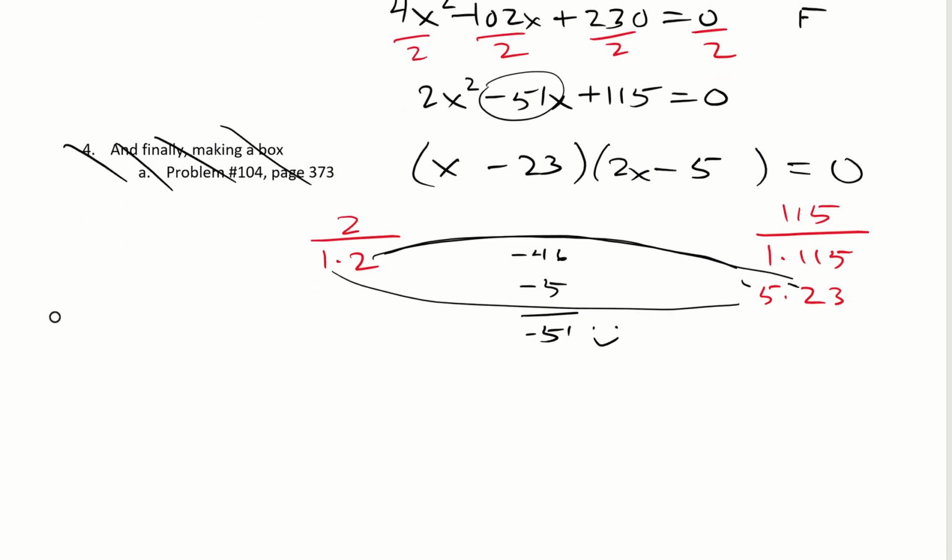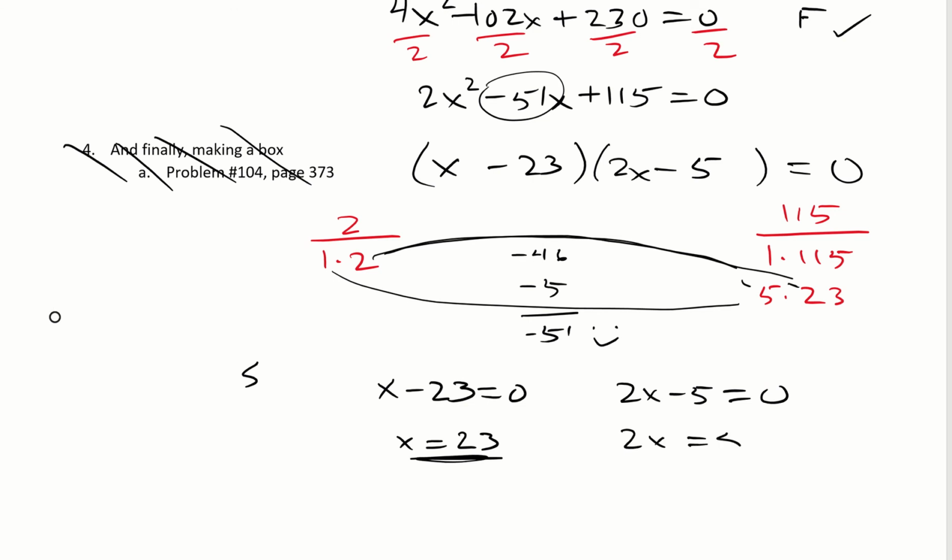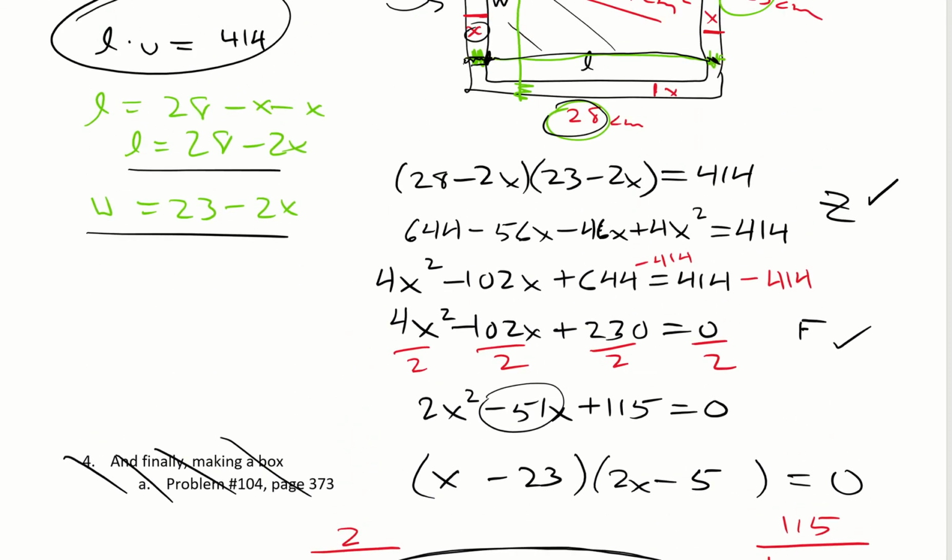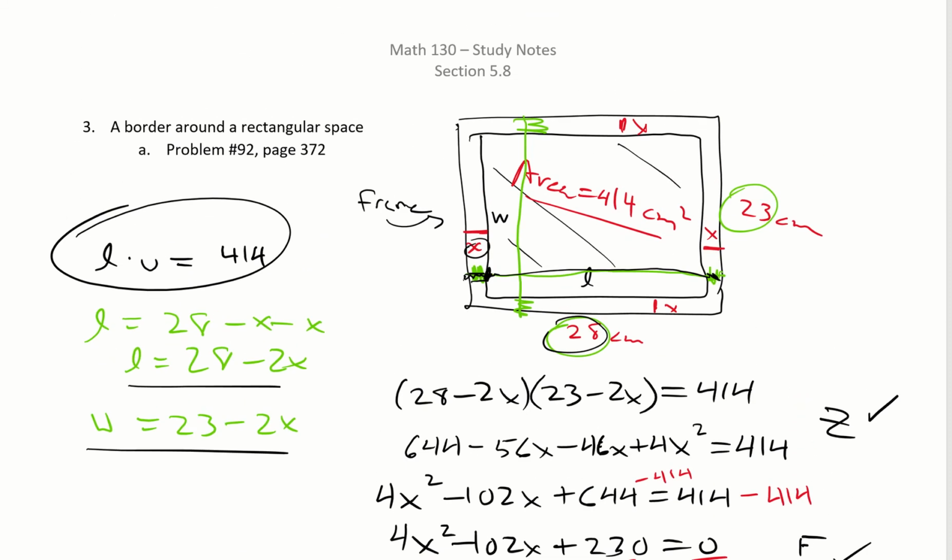So to wrap up, we got it factored. Now we solve, and we get x minus 23 equals 0. 2x minus 5 equals 0. Over here, you throw the 23 over as a plus. There's one possible solution. Over here, 2 steps. 2x is 5, so x is 5 over 2. Another possible solution.